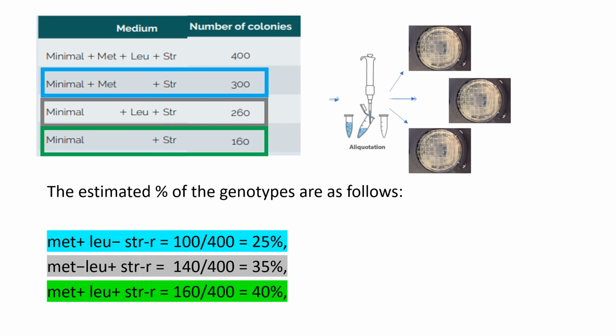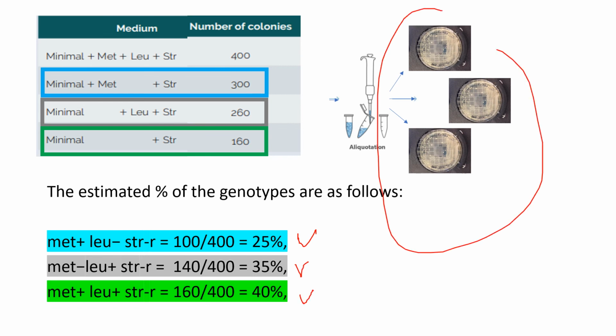Okay, so now we know all the genotypes, and we know that it's not complicated. The most complicated part was to understand that you need different media, and that different media will grow different types of bacteria. If you understand the logic, you can calculate the genotypes very easily.